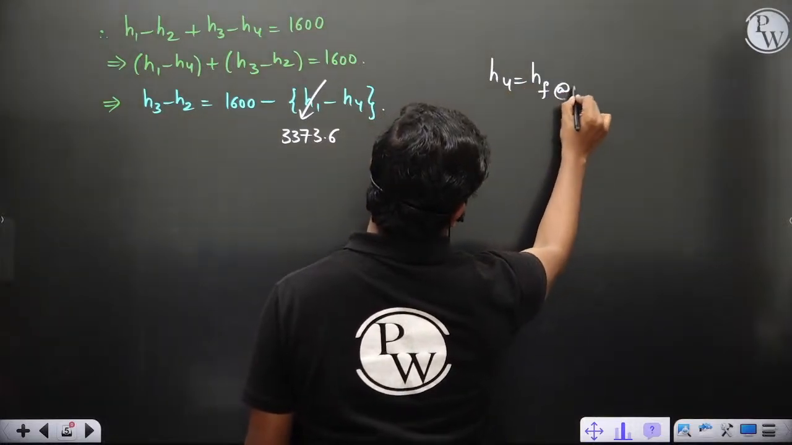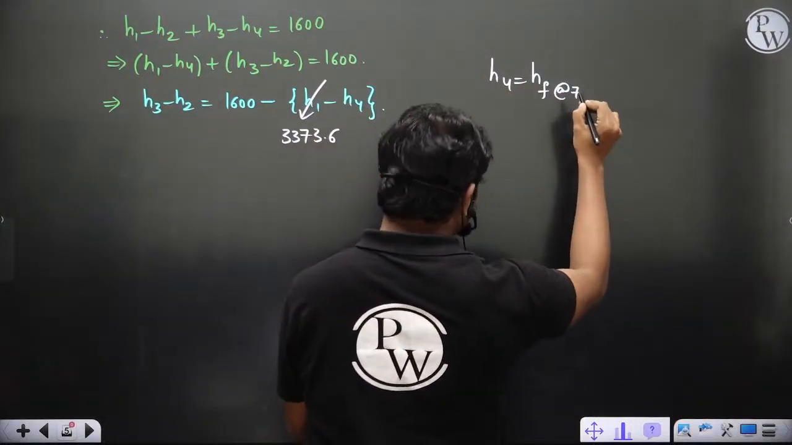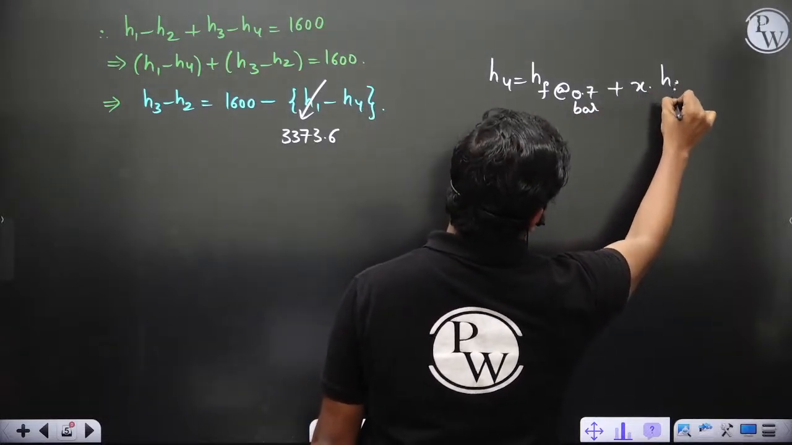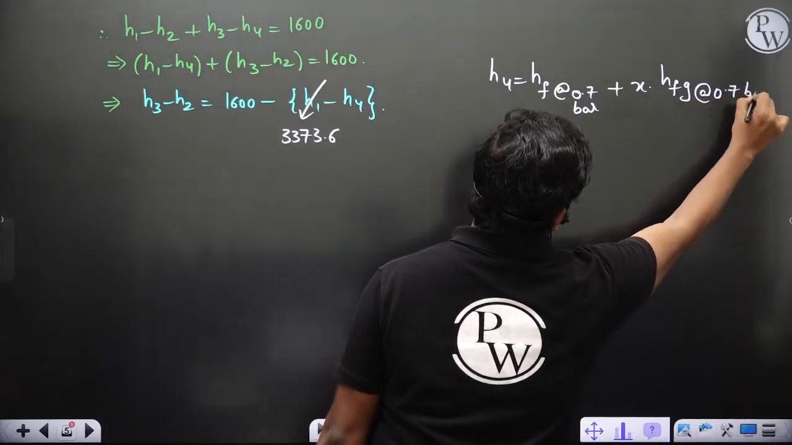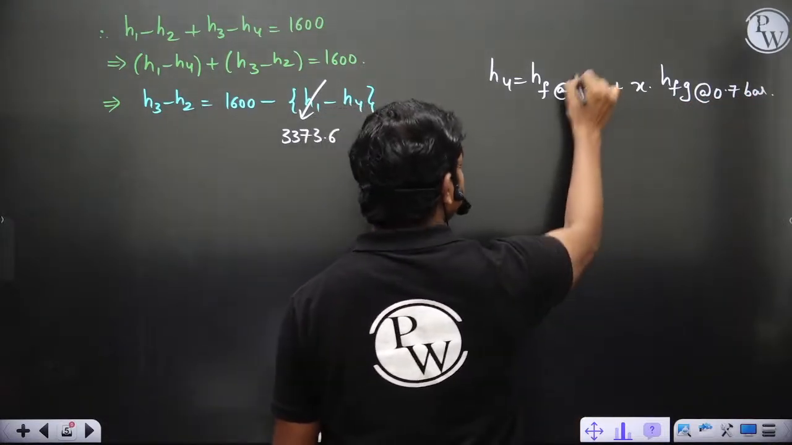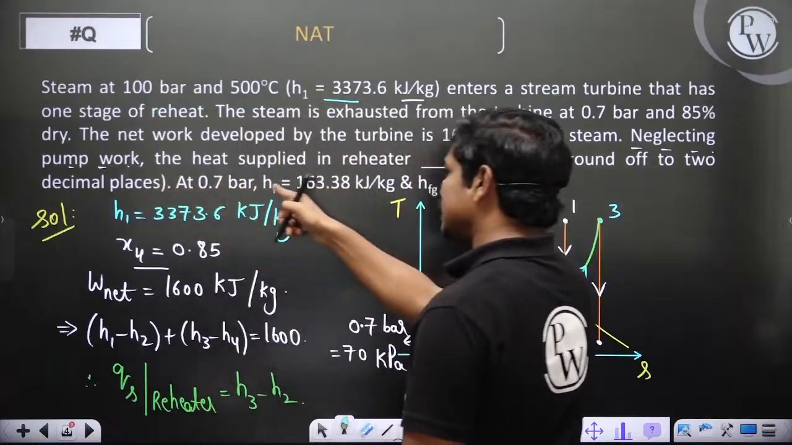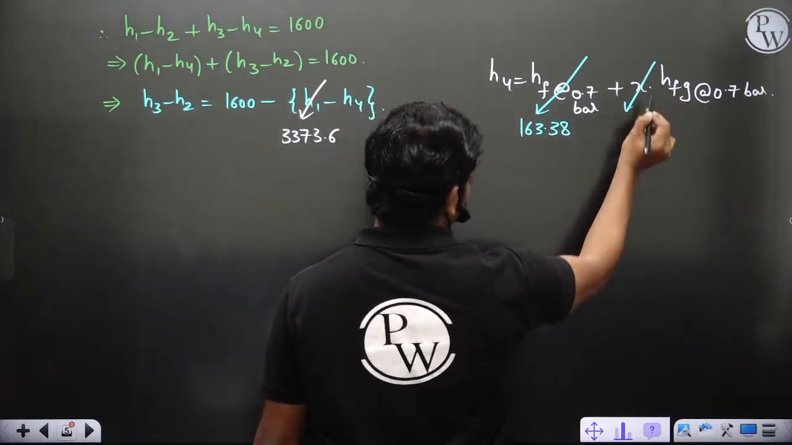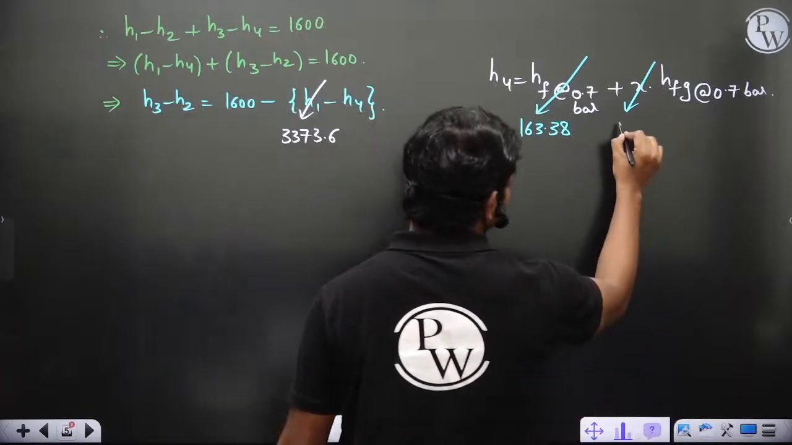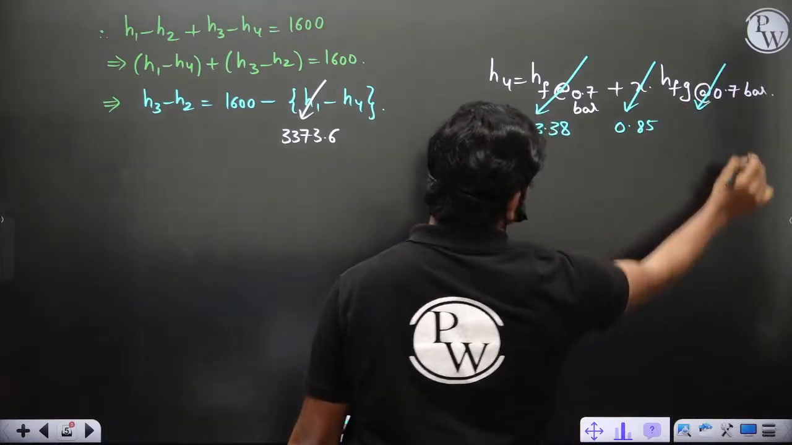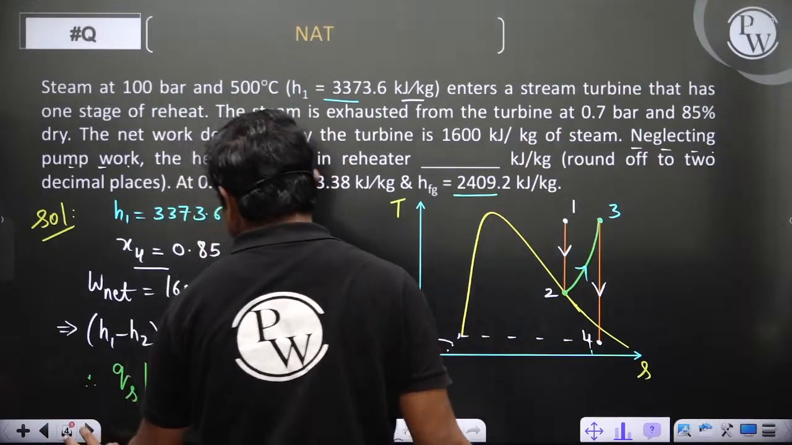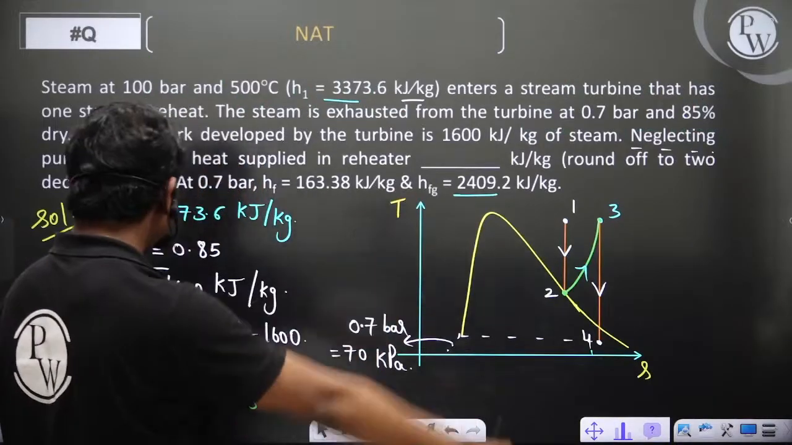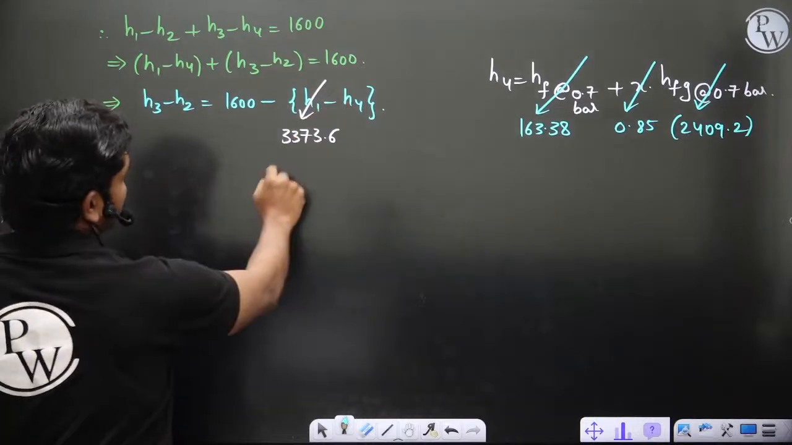HF at 70 kilopascals or 0.7 bar, what they have given you, let us write that only as it is. HF at 0.7 bar plus X into HFG at 0.7 bar. Now they have given you these three values, correct? So you can clearly see, at 0.7 bar, HF is 163.38. The dryness fraction is 85%, so 0.85. And HFG is also given, 2409.2. You punch these keys, then substitute this H4 here, you can get this value.